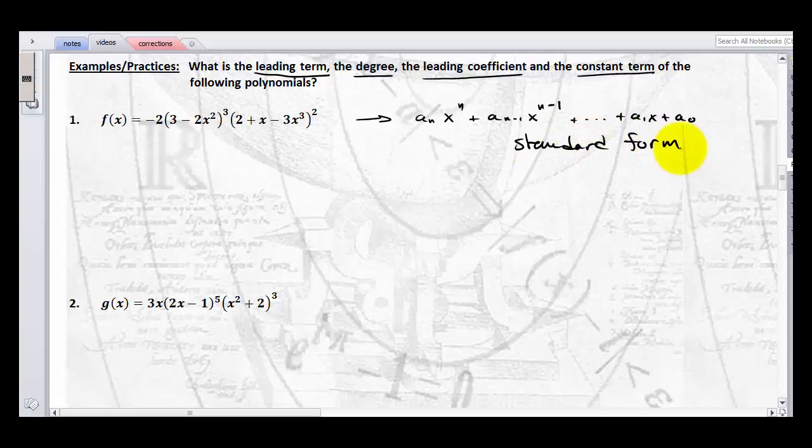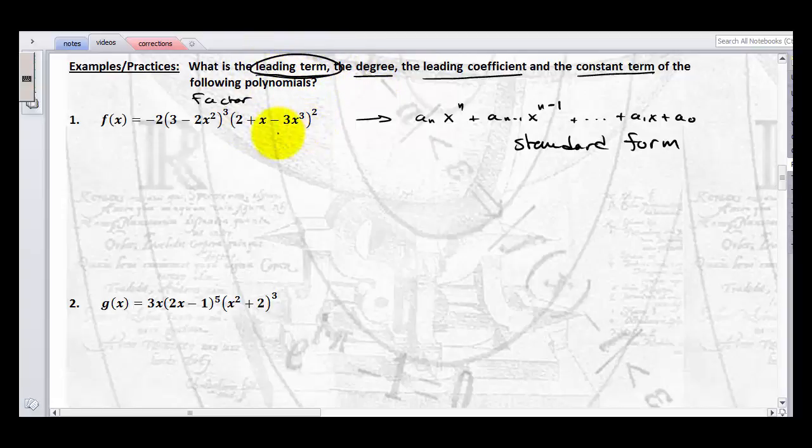So here is the first example. What is the leading term, the degree, the leading coefficient, and the constant term of this polynomial? So this is not written in standard form. Standard form is when you write all the coefficients like that, right? All expanded, a_{n-1} x^{n-1}, in decreasing order, plus a_1 x plus a naught. This is called the standard form of a polynomial, okay? This is not in standard form, it's like factored. This is factored, right? So we need to understand where to get the leading term.